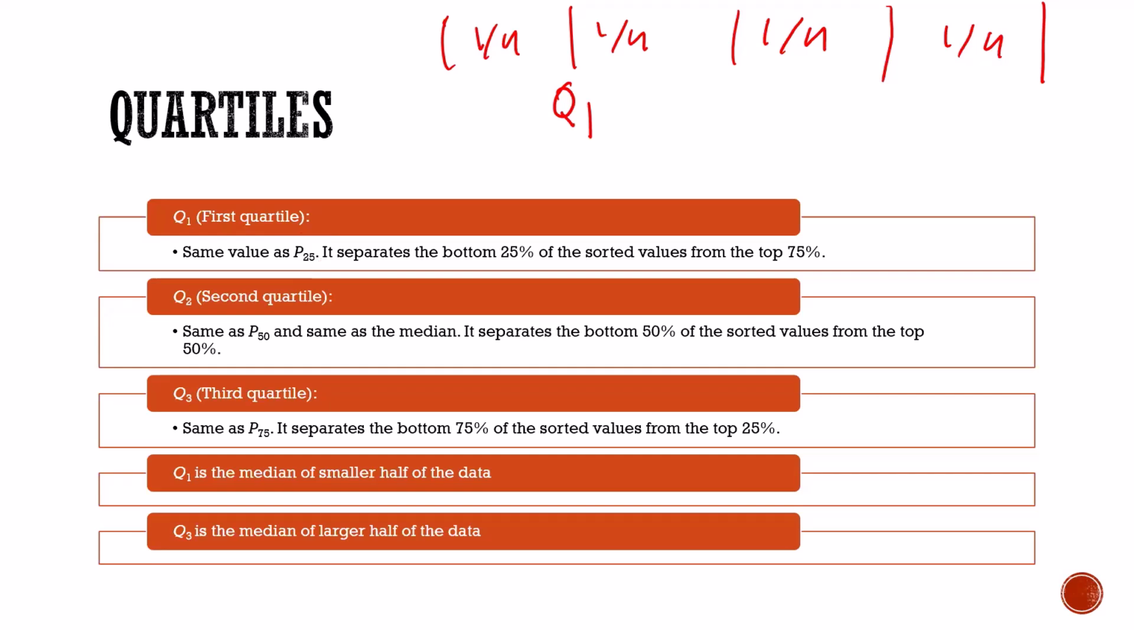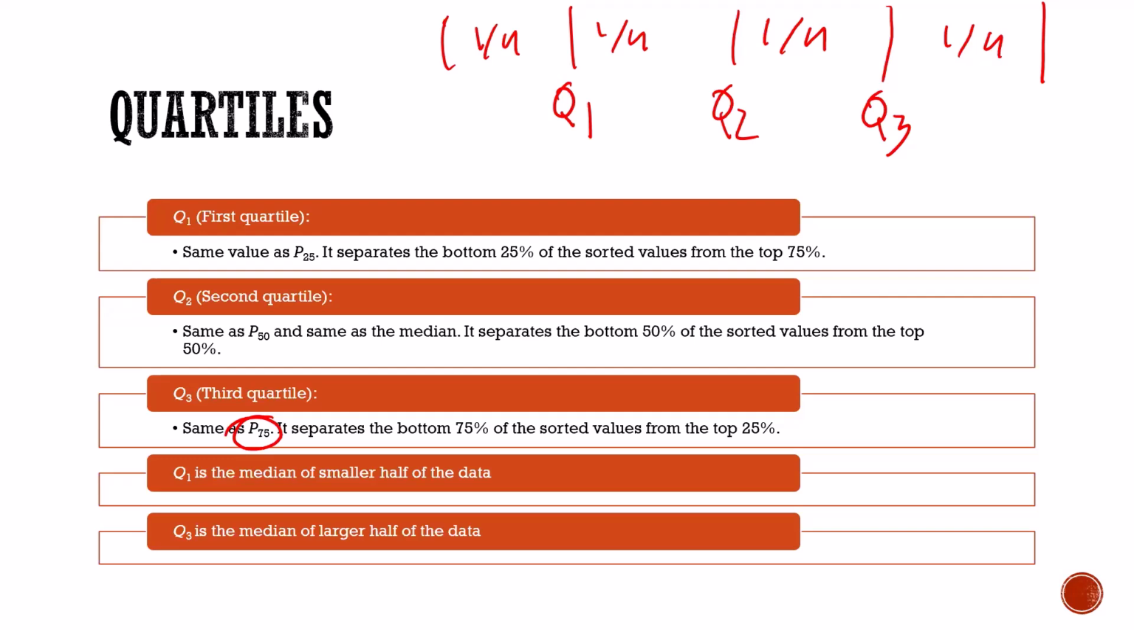Q2, which we rarely will use because it's the same thing as your median, separates 50 from 50. And Q3 is the same thing as P75. Notice that Q1 is the center of the smaller half of your data, and Q3 is the center of your larger half. So Q1 is the median of your lower half, and Q3 is the median of your higher half.